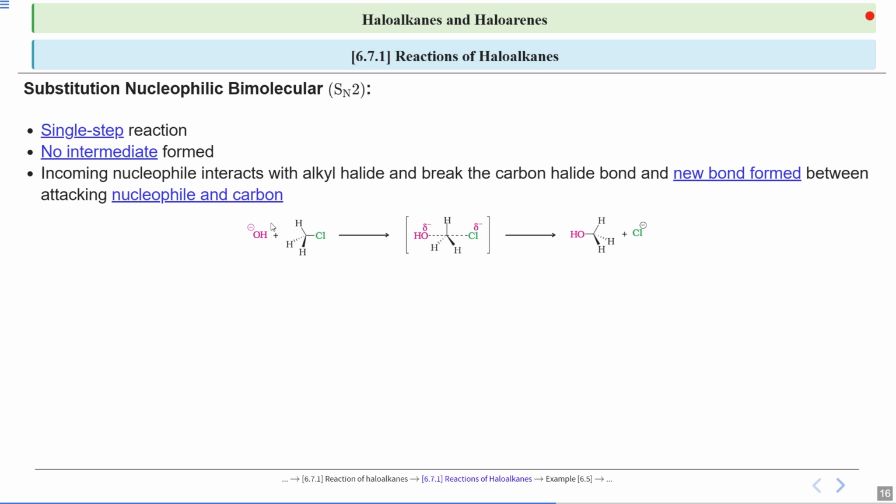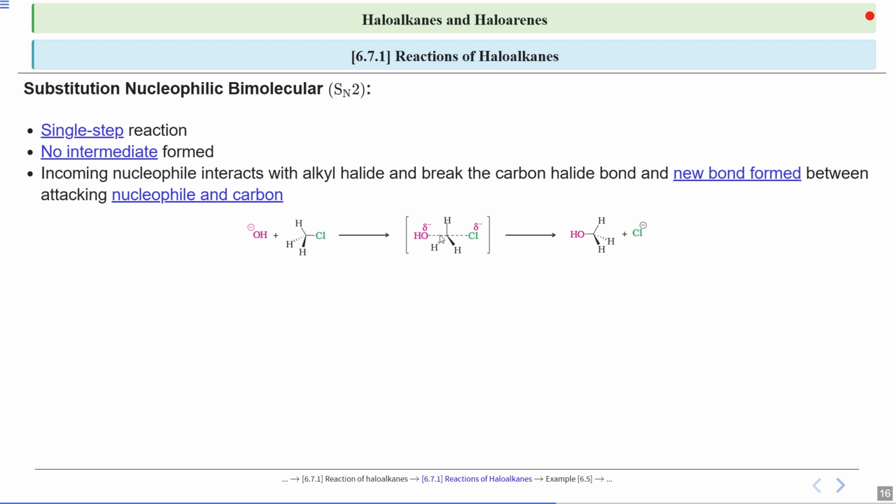So you can see the nucleophile is going to attack the carbon-halogen bond, due to which the carbon-halogen bond will start to break and the nucleophile-carbon bond will start to form. So this is the state that comes here, where there is a carbon with 3 hydrogens, and a hydroxyl group and a chlorine group are both present.